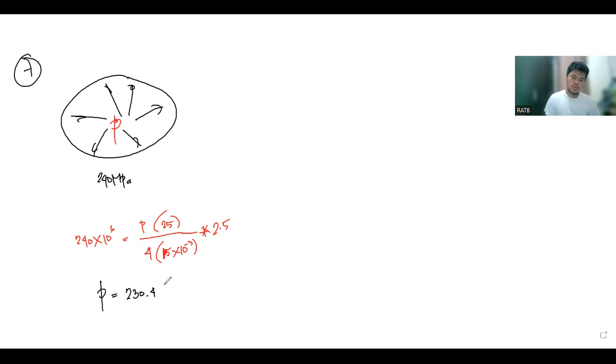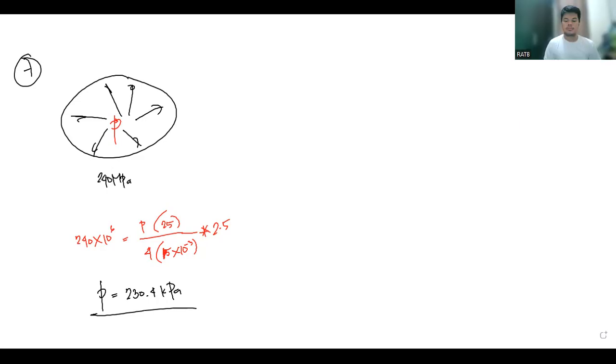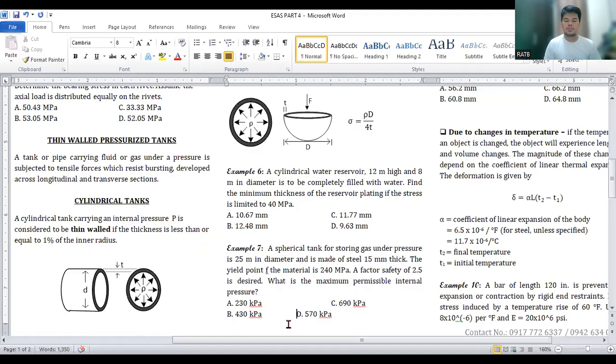230.4, unit in kilopascal. Okay, so it's 230.4, no? So we'll take a look at whether we have the answer. Okay, so you have there 230 kilopascal. Okay, so that is the internal pressure.